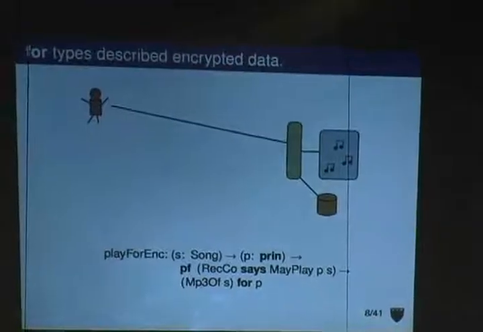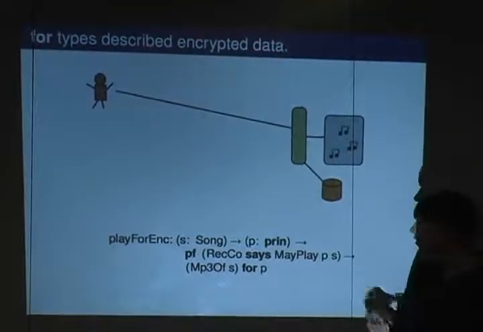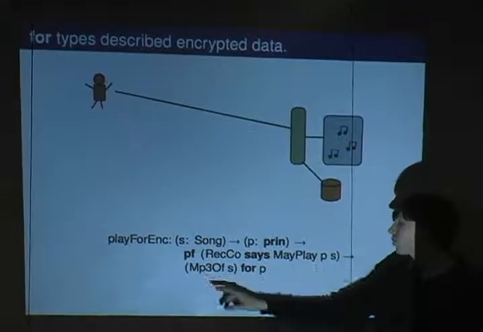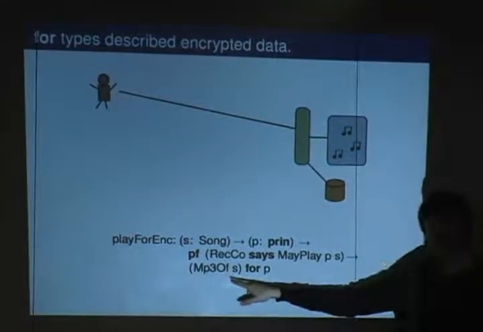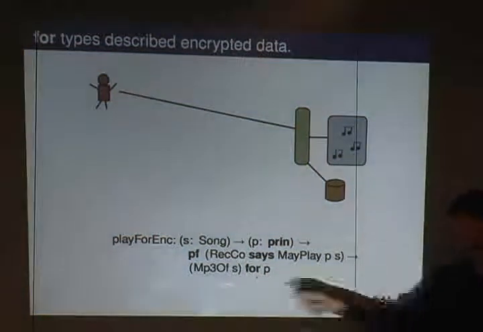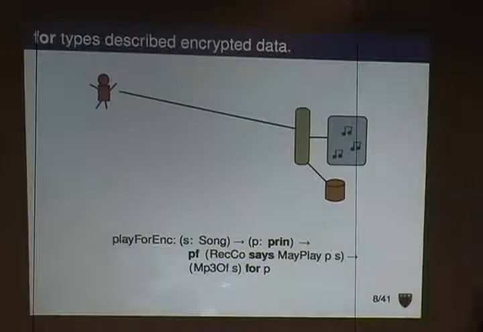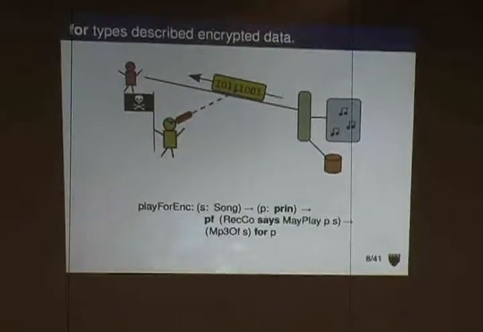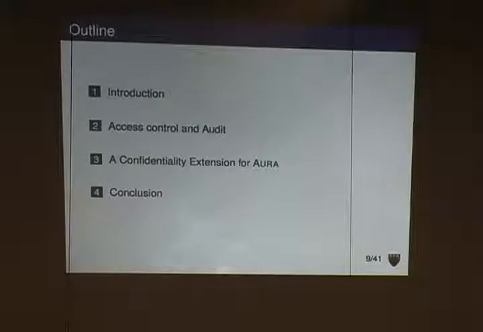And so the way this works in Aura, to give you a little notation, is that now we can change our play for remote procedure call so that not only do we get an MP3 back representing the song, but we're going to say that it's for the principal P, the one that requested it. And now, if our network attacker looks at the data, he's going to be confounded due to the underlying use of cryptography. So this is a quick outline of everything I'm going to be talking about.